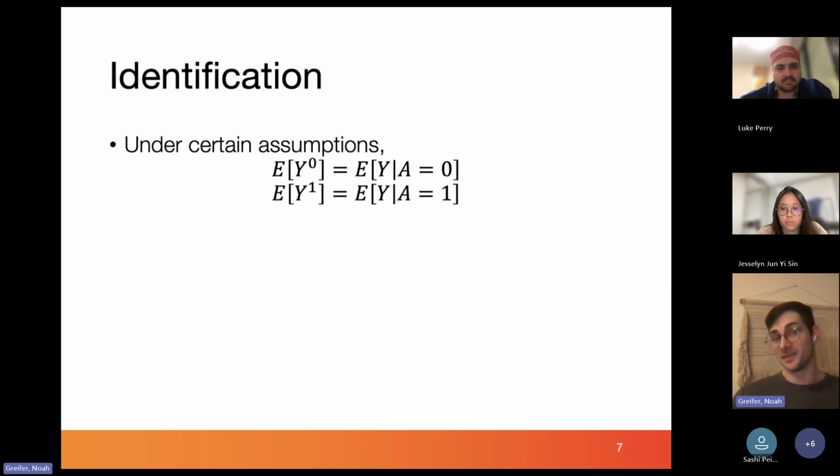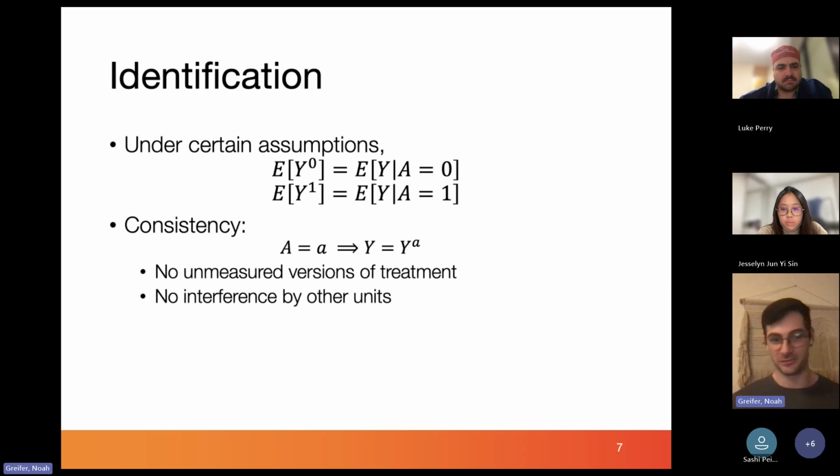So what are these assumptions that give us this incredible power? The first critical assumption is called consistency. What this says is that your observed outcome is equal to the potential outcome corresponding to the treatment you actually received.